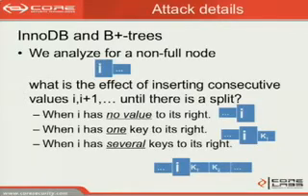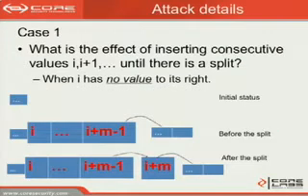Let's try and see what happens if we add values I plus 1, I plus 2, I plus 3 until there is a node split. This is actually how InnoDB works. So in the first case, we add these values. Once we add I plus m minus 1, I plus m is when the node split occurs. The node is full, and next a new node is created, and the new node will hold only one value, and that is I plus m.